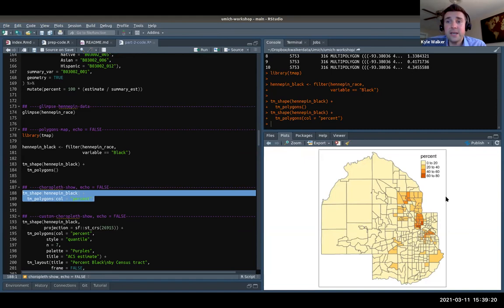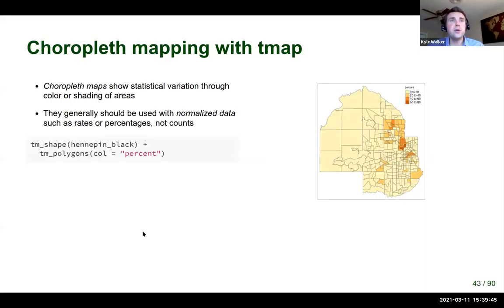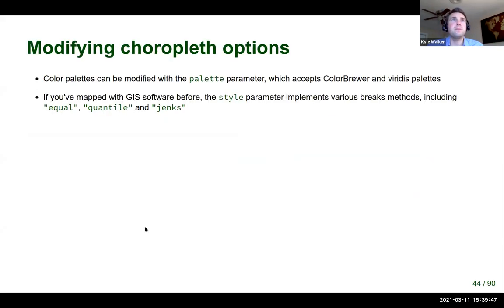That gets you started visualizing your data, but you might want to make some modifications to this. You likely will change the colors, change the cuts. If you're coming from a GIS background, you may be thinking about, say, using quantile breaks or equal intervals or natural breaks. That's something that we're very familiar with in a GIS context, and TMAP allows for the use of all of that. And so we can look at a more customized map.